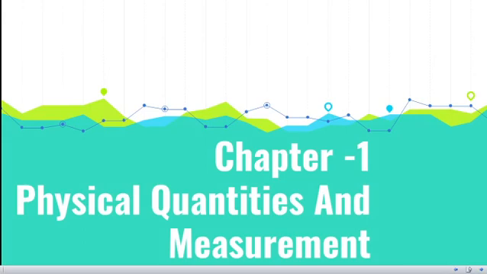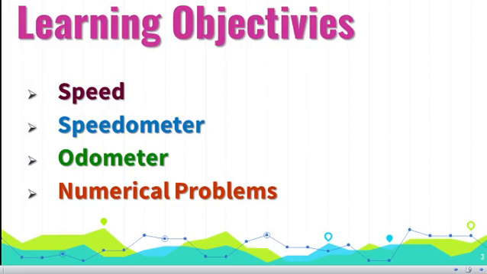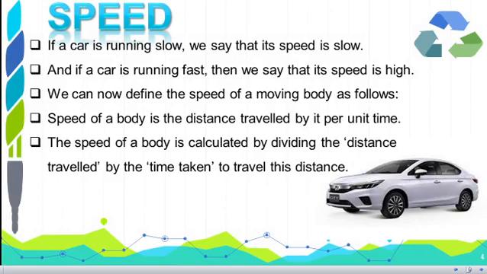Chapter 1, Physical Quantities and Measurement. Learning objectives are speed, speedometer, odometer, and numerical problems. First, we are going to discuss speed. What is speed?